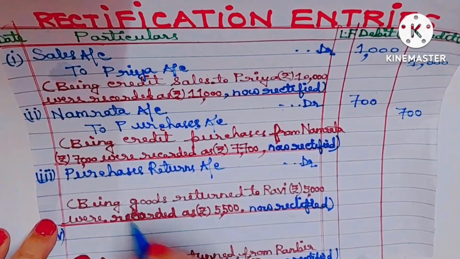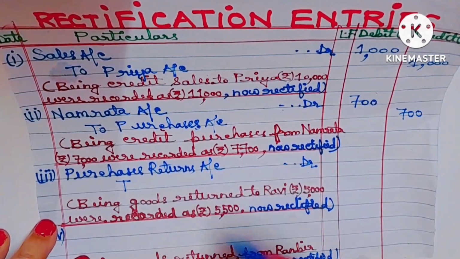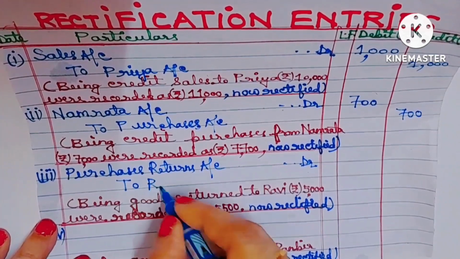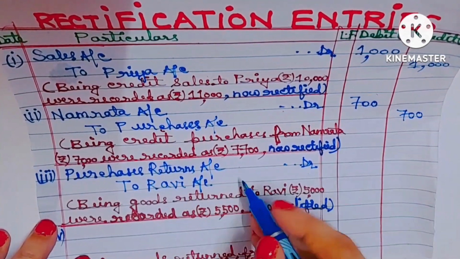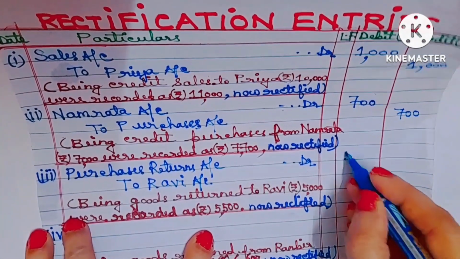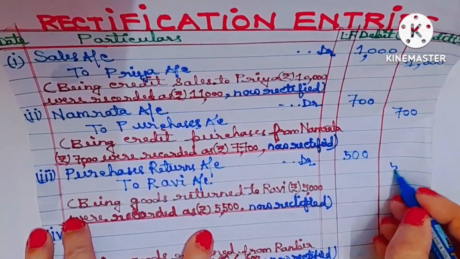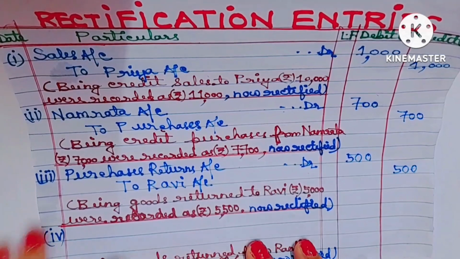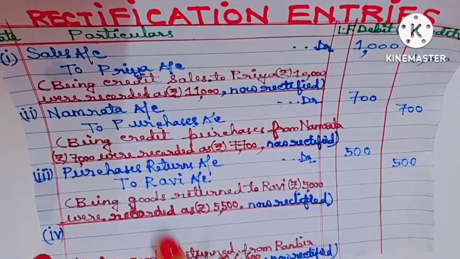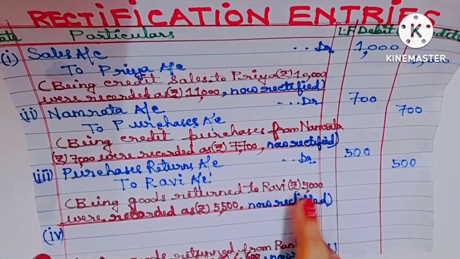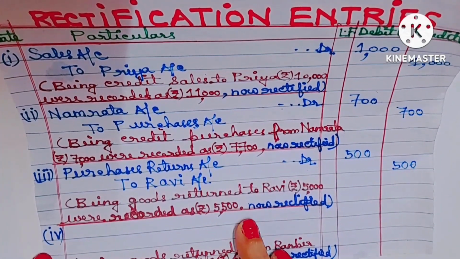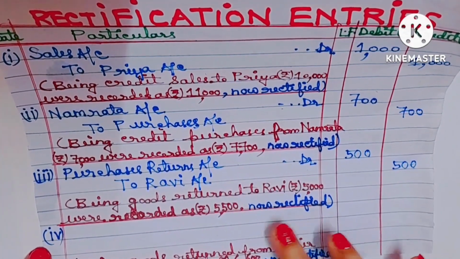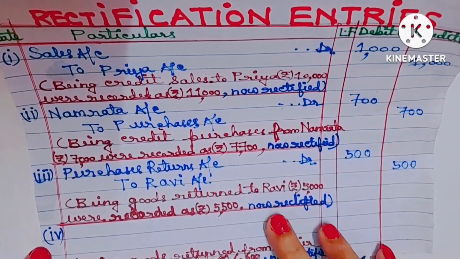Purchases returns account debit to Ravi account 500. So purchases returns account debit 500 to Ravi account credit 500, and don't forget to write the narration. Being goods returned to Ravi rupees 5,000 were recorded as rupees 5,500, comma, now rectified. Okay, always add these two important words, now rectified, in the end.